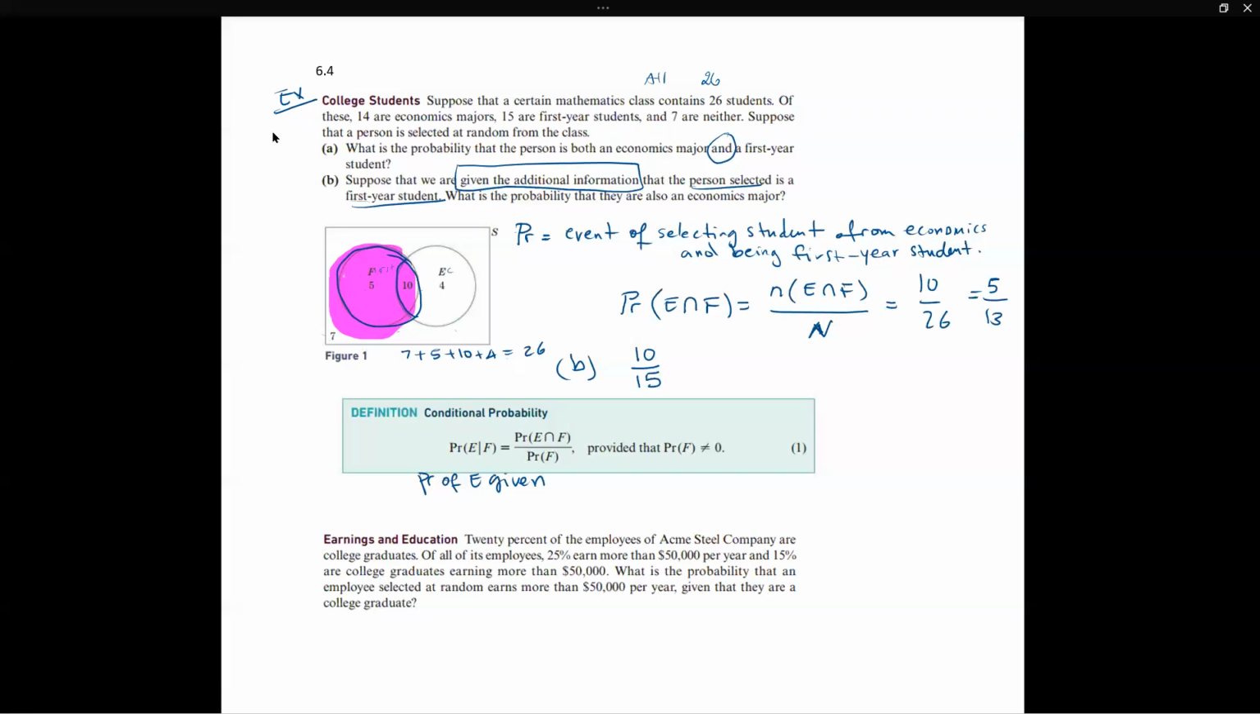You see, the probability of E intersection F over the probability of F. So you see here, right? Provided, of course, that the probability of F is not 0, so it's not an impossible outcome there. So we will provide, of course, more details about this. And here is an example.